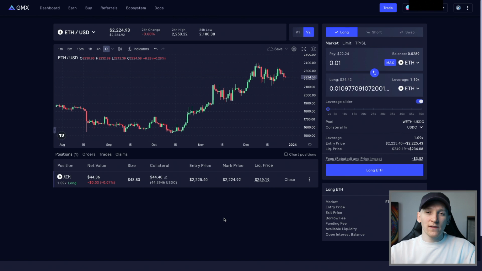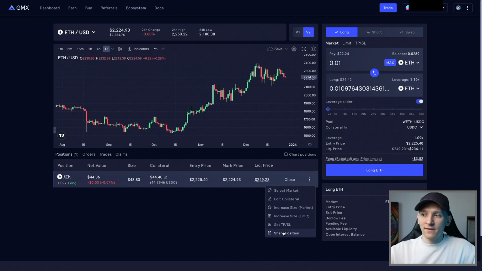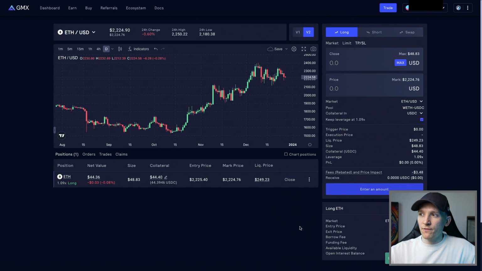We can also enter take profit and stop loss orders in GMX. These are basically trigger orders, and so you can put this order in to close the position at a certain price. So we've got our position open. What we can do is go to the three dots and then click set TPSL, take profit stop loss.